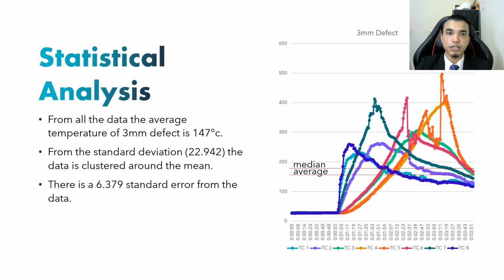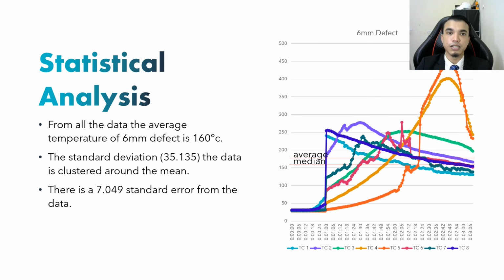For the 3 mm defect, you can analyze that the average temperature is 147 degrees Celsius and the standard deviation is 22.942. The data is clustered around the mean, and there is 6.379 standard error from the data. From this analysis, we can see the highest heat point is 496 degrees Celsius.